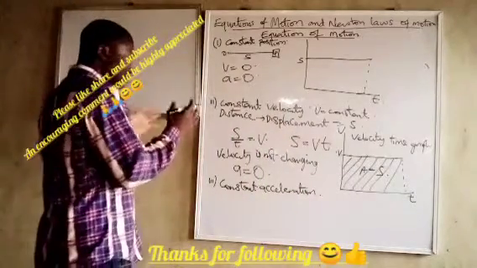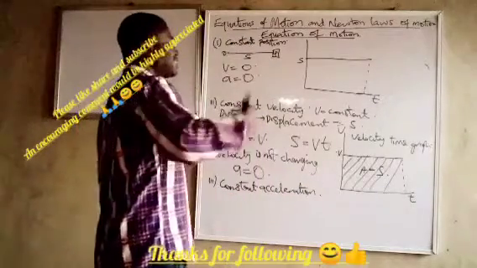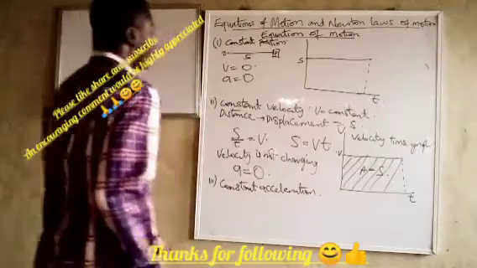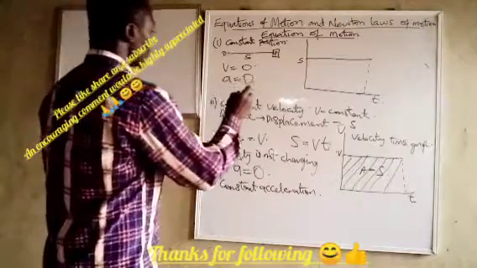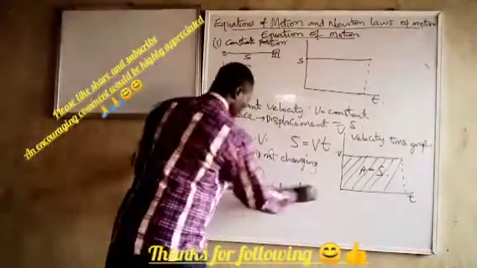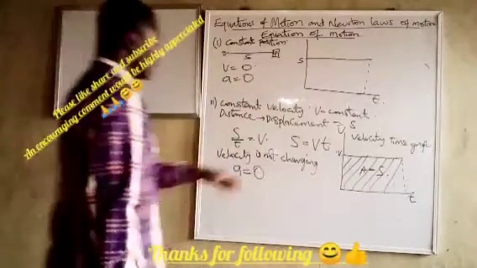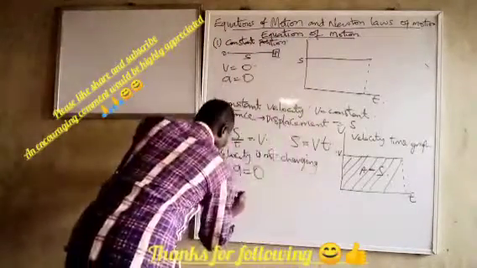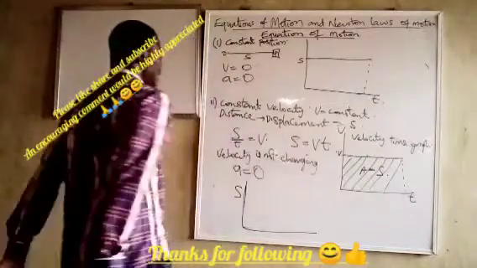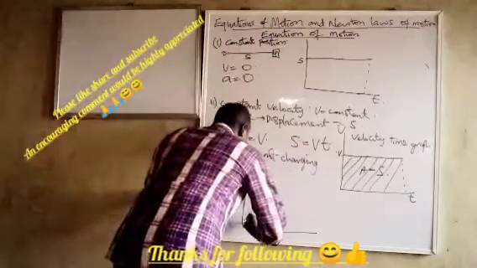Since our acceleration is constant, it means velocity is changing with time. Sorry, please, before I go on. For this one, in this instance, S, you can plot the ST graph. The ST graph, because it is like this, is going to be in this manner.